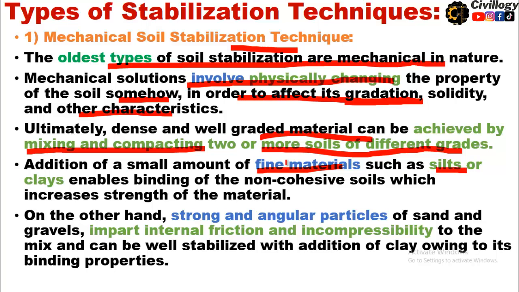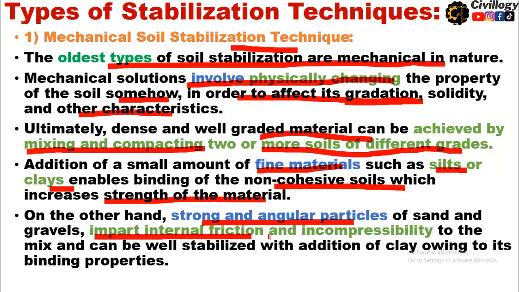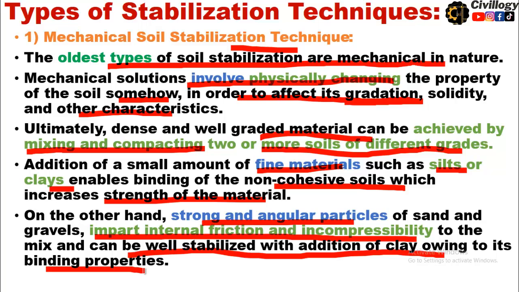Fine material such as silts or clays enables binding of the non-cohesive soils, which increases the strength of the material, and the other mixing material is strong and angular particles of sand and gravels, which impart internal friction and incompressibility to the mix and can be well stabilized with the addition of clay owing to its binding properties. So these are the two materials which we can mix in mechanical stabilization, and then compaction is involved.